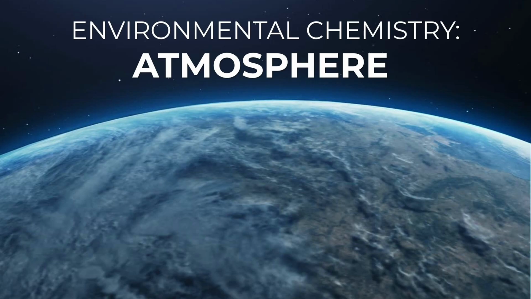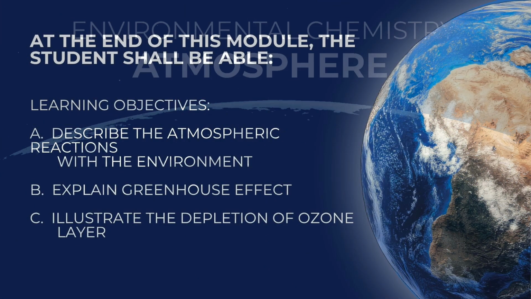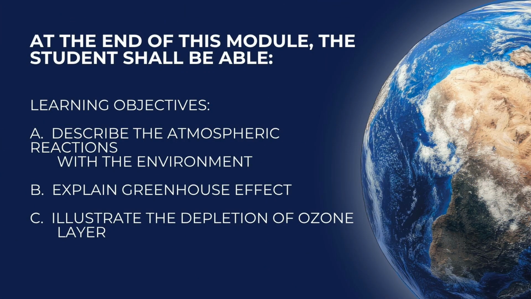So our group is designated to discuss the topic about environmental chemistry, which is atmosphere. At the end of this module, the students shall be able to: we have 3 learning objectives. First, describe the atmospheric reactions with the environment. B, explain greenhouse effect. And C, illustrate the depletion of ozone layer.